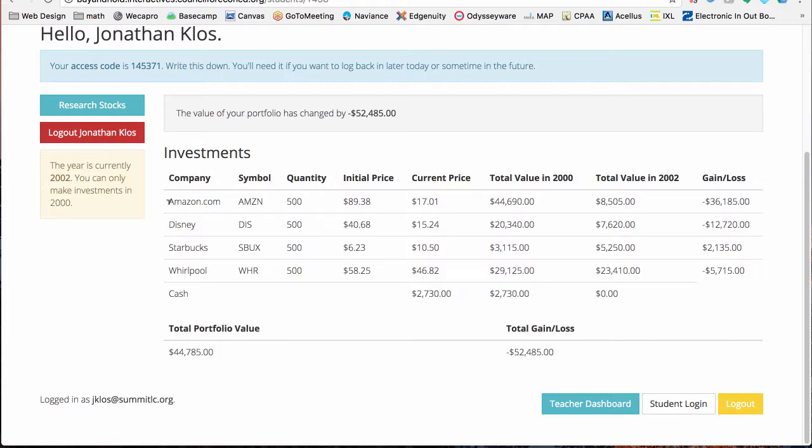Let's start with Amazon. We started off at $89.38 a share, and it lost $36,185. Yikes. What happened? So it went from $44,000 to only worth $8,505, right? We bought it at $89.38 a share, and now it is only $17.01 a share. What is going on? Amazon is a huge company. What happened during that time?